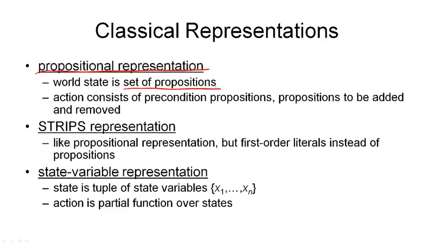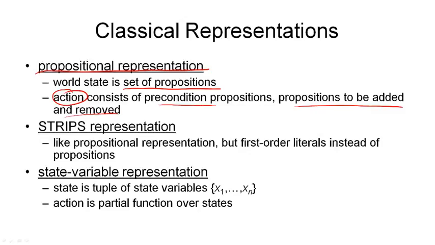In the STRIPS representation, in a state we had first order atoms, ground atoms to be more specific, and these relate objects to each other. In the propositional representation, there are only proposition symbols. Actions in the propositional representation consist of preconditions, postconditions to be added and to be removed. The first thing to note here is that there are only actions. There are no operators because we don't have parameters, and that's because we have symbols that have no objects. They relate to each other. So there's no variables, which means everything is ground, everything is an action.